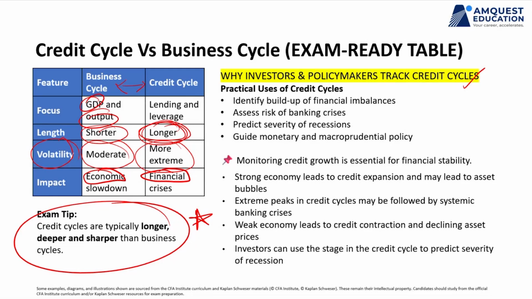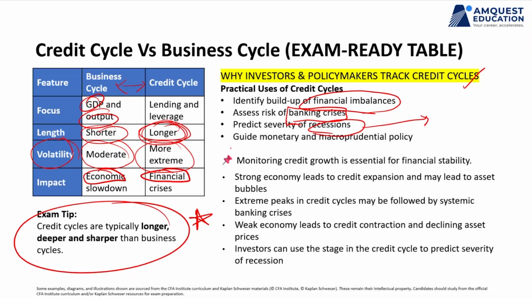What are the practical uses of credit cycles? Right? They look at what are the financial imbalances. They try to identify where's the imbalance, where is the lending, where's the amount of money in the economy, where's the mismatch happening. They try to look at whether there's likely to be any business or banking crisis, right? And this helps you to predict not just when a recession will happen, but also what's the severity of the recession. Is it likely to happen? How much might it impact? What is the broad repercussion of that?